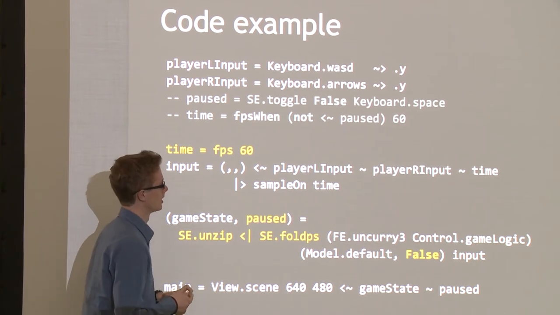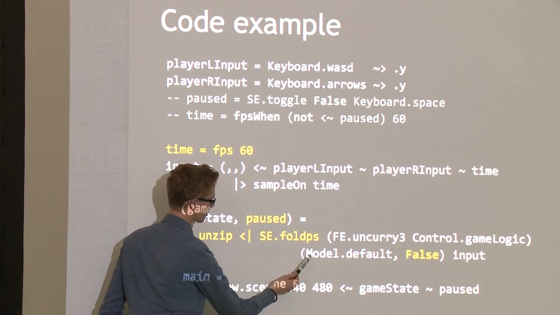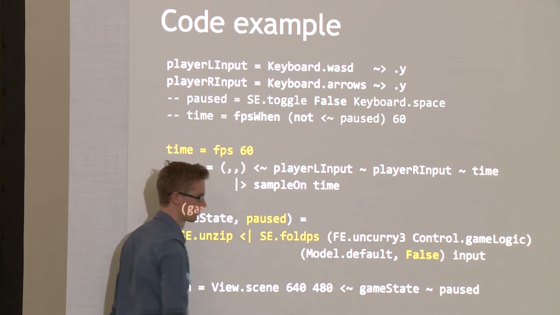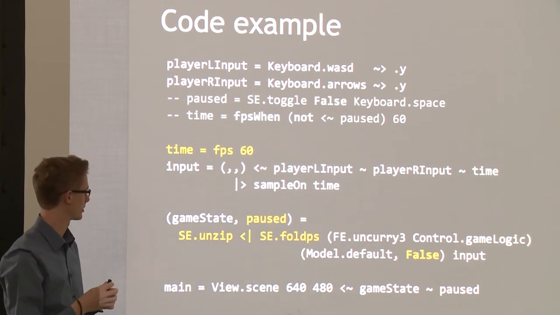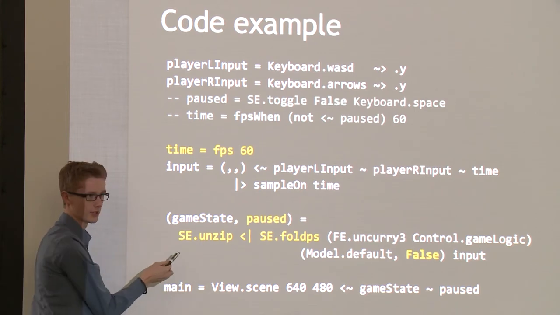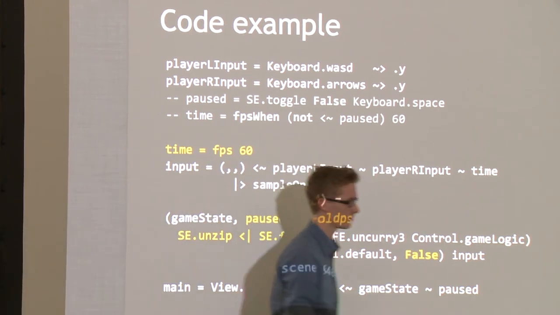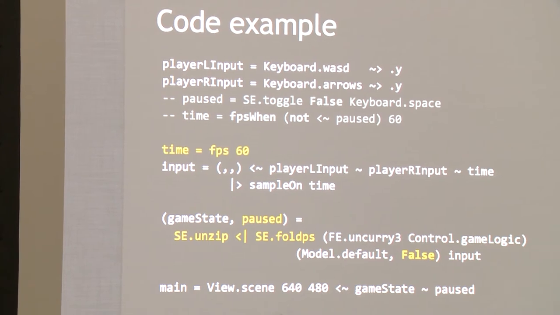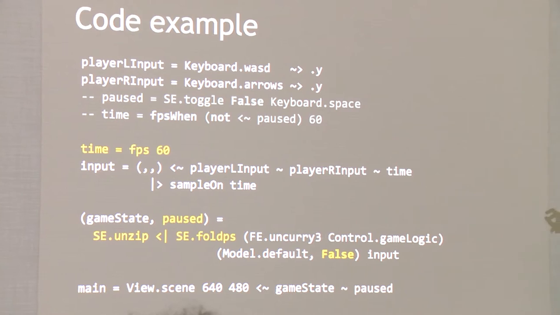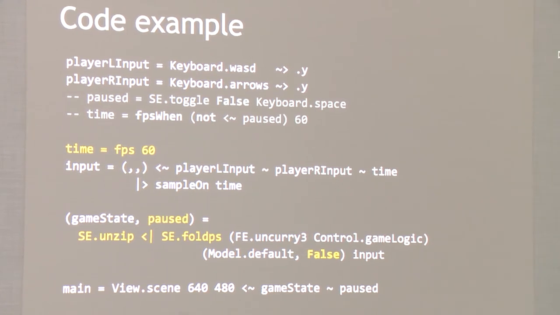So I have this special foldp that ignores this second argument and only gives the first one to the fold function. And I also have this unzip function, which is just like John described, with lift on first and lift on second, but then put it in a tuple again. So I'm just splitting from a signal of tuples to a tuple of signals.